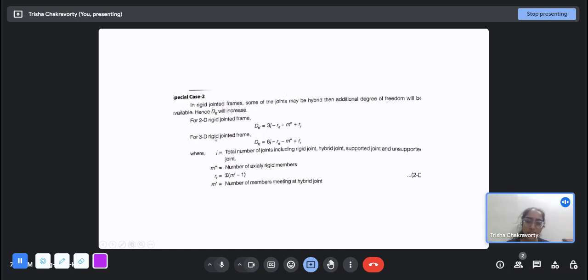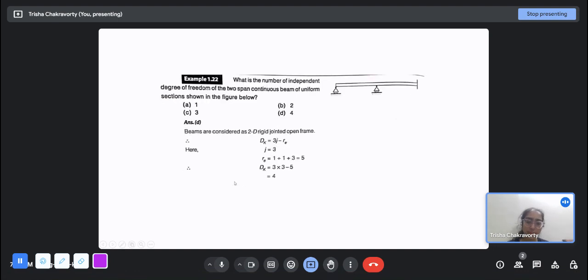And for a 3D rigid jointed frame, DK is 6j minus re minus m double dash plus rr. J is the total number of joints, including rigid joint, hybrid joint, supported joint, and unsupported joint; basically, as many joints as there are. M double dash is the number of actually rigid members. M dash is the number of members meeting at a particular hybrid joint. So rr is sigma of m dash minus 1. And for 3D, as we studied earlier for truss indeterminacy, rr is sigma 3 into m dash minus 1.